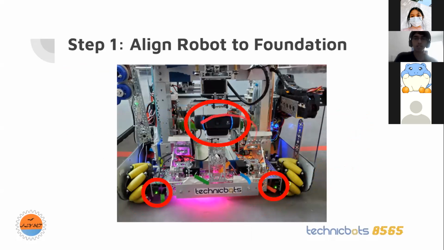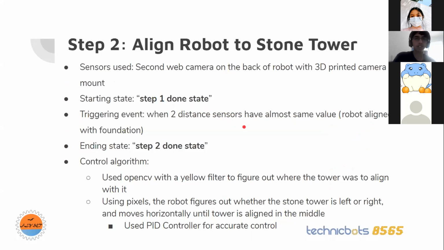And over here is a webcam, which is used for step 2, which was, as I said before, we used a second webcam to align the robot to a stone tower. The starting state was the step 1 done state. The triggering event was when the two distance sensors have almost the same value, which means basically when the robot's done aligning with the foundation. And then the ending state was a step 2 done state.